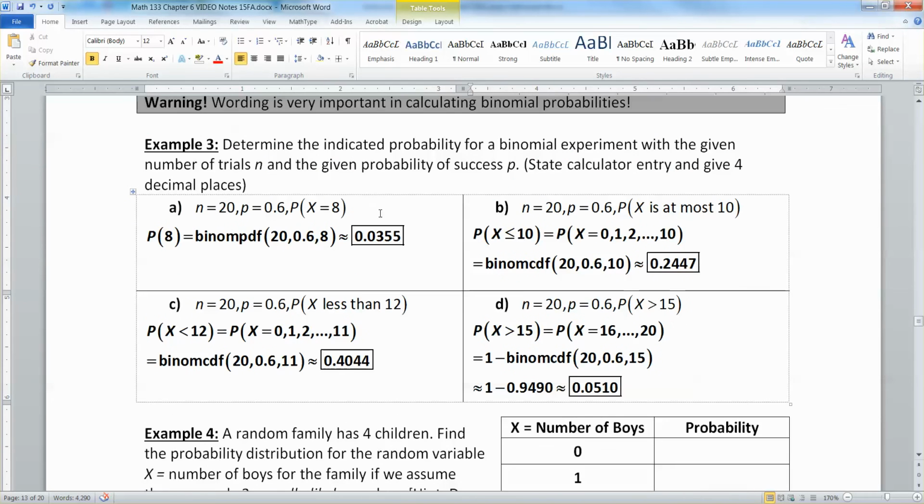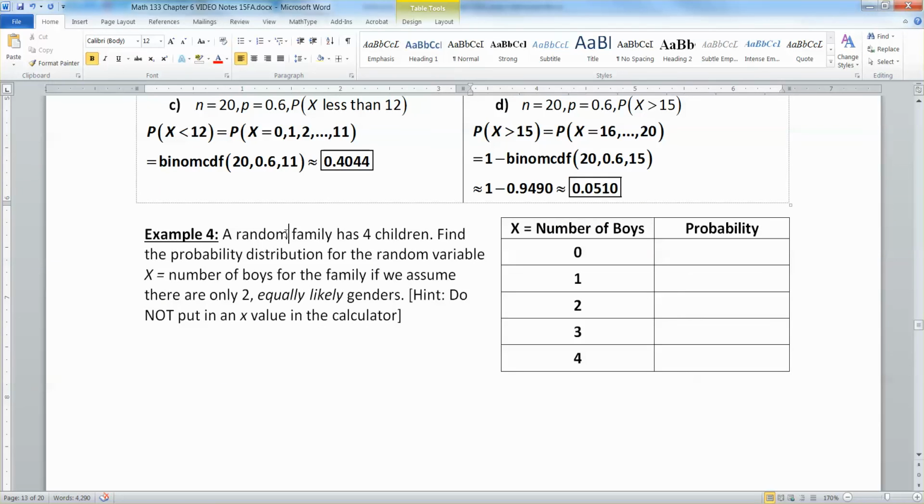All right, so that was completely divorced of context, right? We're just thinking about the numbers, and what we know about x is that it has to be between 0 and n, which in this case was 20. So now let's give it a little bit of context. Suppose you have a random family and it has 4 children, and you want to find the probability distribution for that random variable, where x is the number of boys for the family. If you assume there's 2 equally likely genders, so we're going to assume 50-50, and there's only 2, which of course both are actually incorrect in the real world, but that's the way we're going to work it.